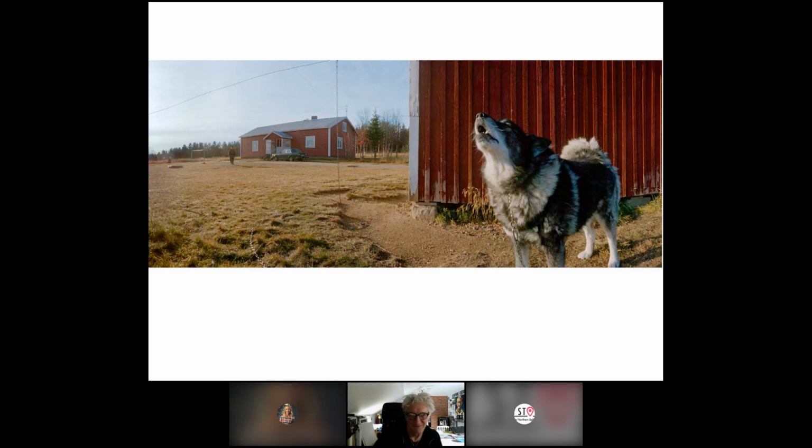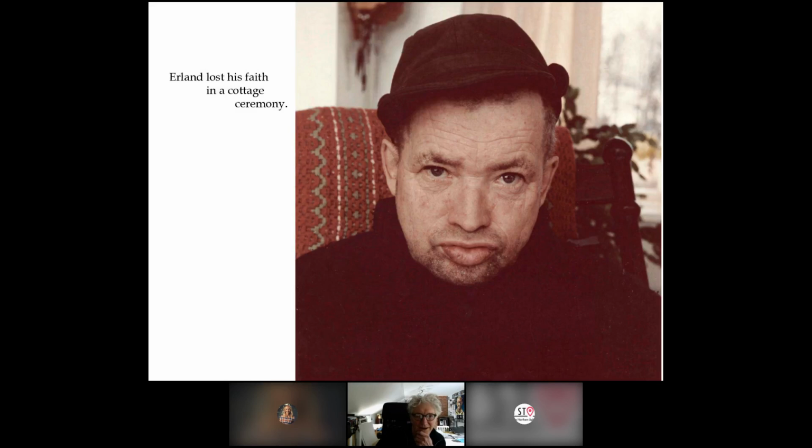This is the Laestadius cottage in Parkalompolo, for having Laestadius ceremonies there. Here is Erland. Erland was 11 years old. He was listening to the priest. He was listening to the ceremony. Suddenly he had pain in his stomach. He had difficulty sitting there. And the priest was keeping the ceremony.